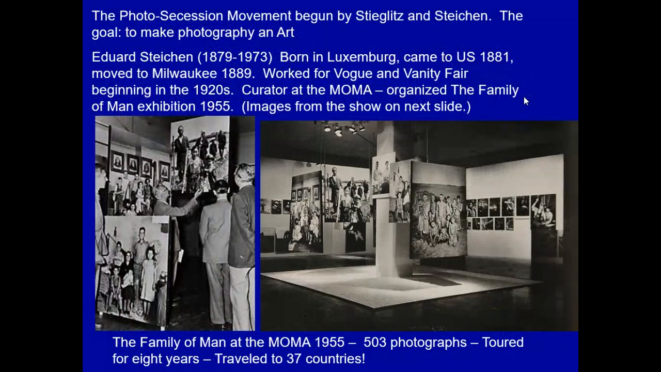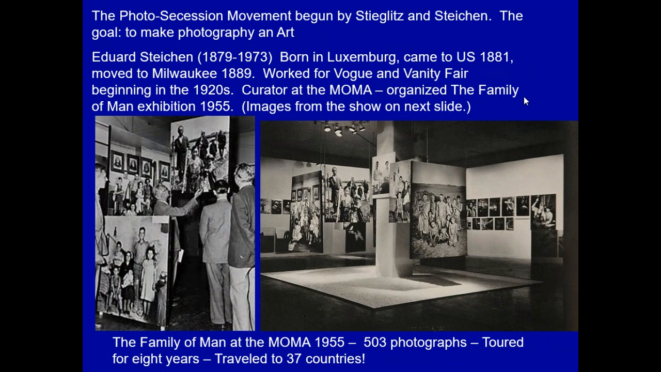A very important moment, really, in the history of photography as an art form is the work of Edward Steichen. He became the first curator of photography at the Museum of Modern Art in New York, and he actually curated an exhibition called The Family of Man, and that exhibition premiered in 1955.